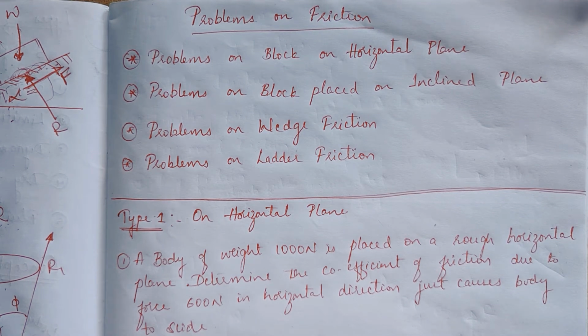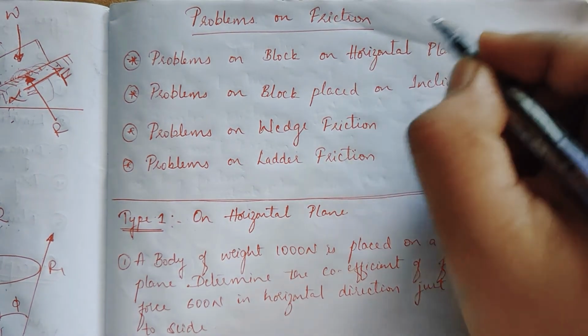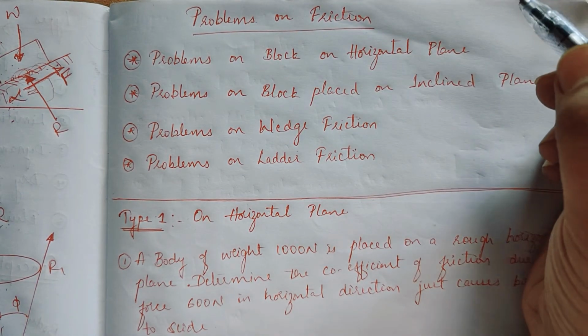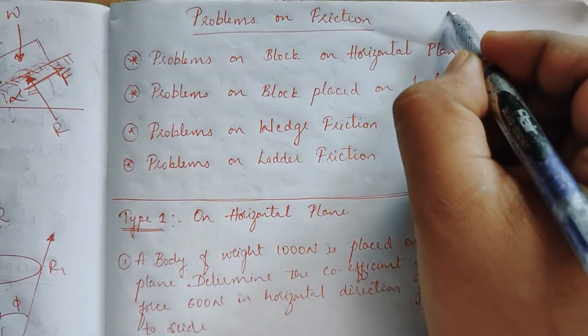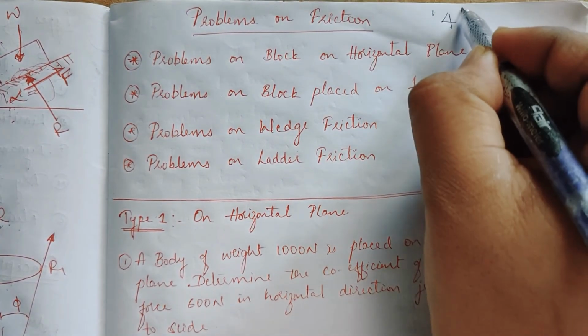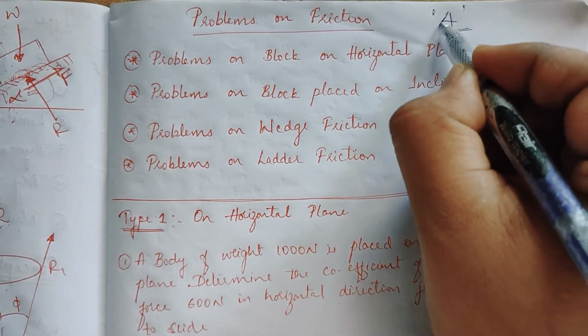We have learned the theory topics in the last two classes. This is my third class on the friction chapter, and we will see the problems. In this problems part, we have four types of questions. What are those four types?